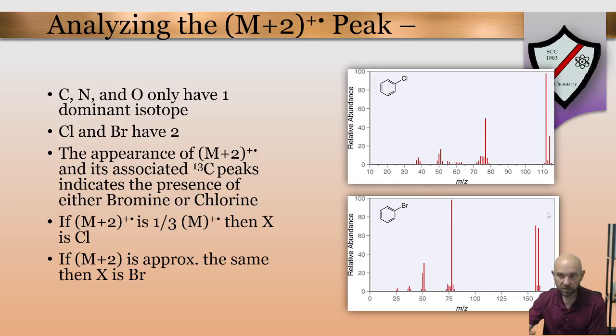And so these are the patterns that we see. We look out for these patterns. We can use these patterns to determine if there's a halogen present or not by just looking at a mass spectrum of a molecule.